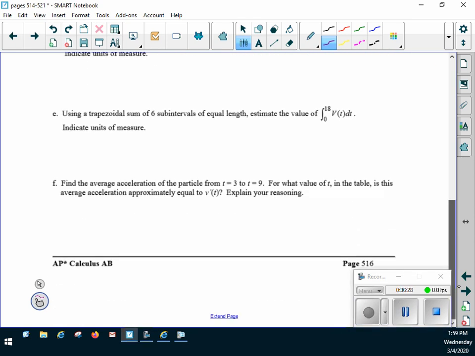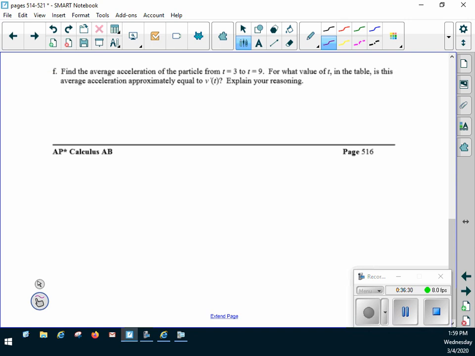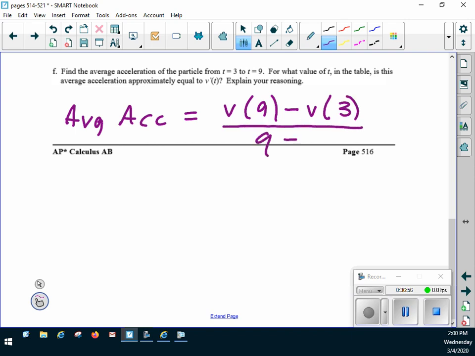Let's go down here real quick to F. Find the average acceleration of the particle from t equals 3 to t equals 9. Now I want you to think about average acceleration. How would I find average acceleration? Wasn't it like v of t? So v of 9 minus v of 3 over 9 minus 3. If you run that, you should get about negative 0.233 meters per second per second.